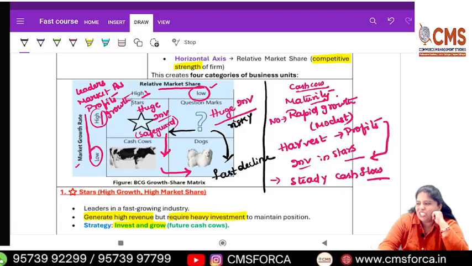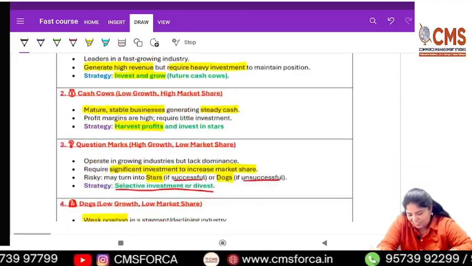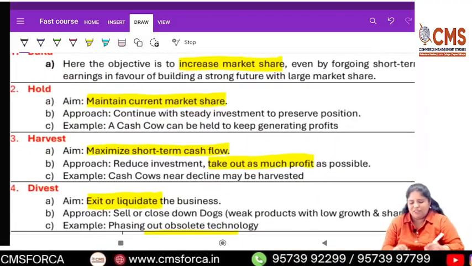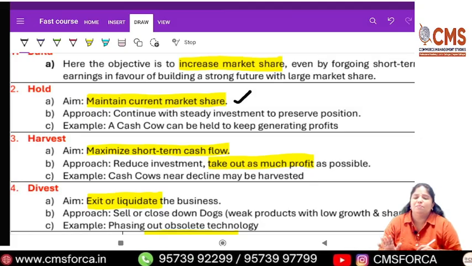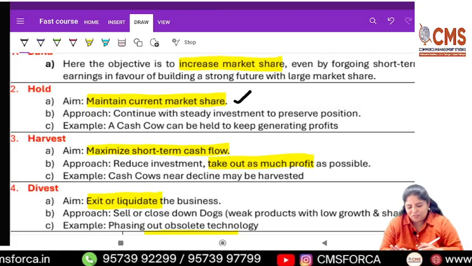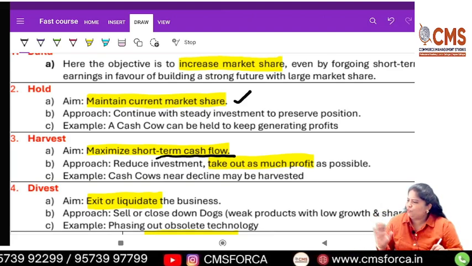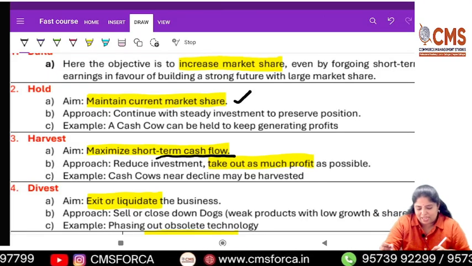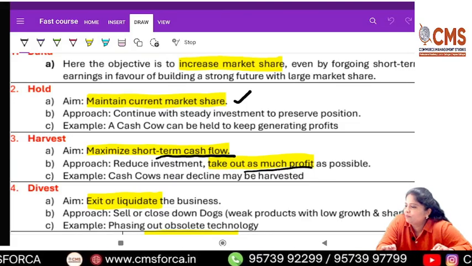Hold and harvest suit cash cows. Hold can even suit. Read what's there for hold: you are trying to maintain the current market share. Harvest: you are just generating short-term steady cash flow, it keeps coming, and you use those profits to invest in the star category. Take out as much profit as possible.